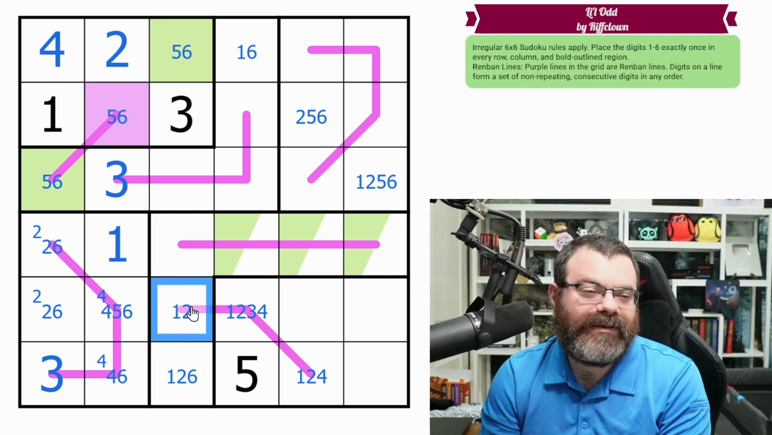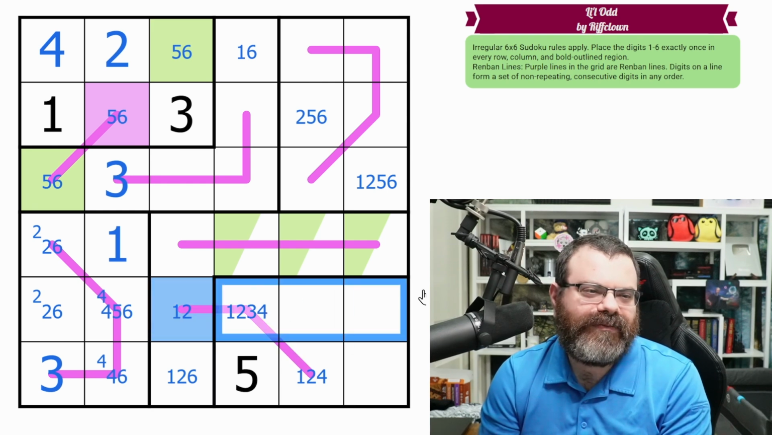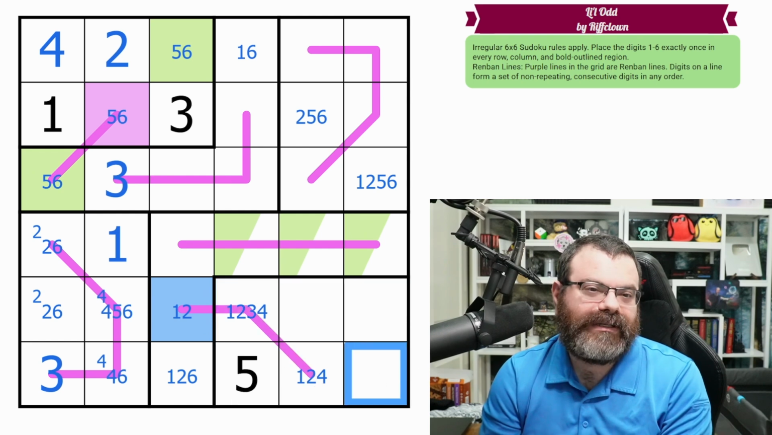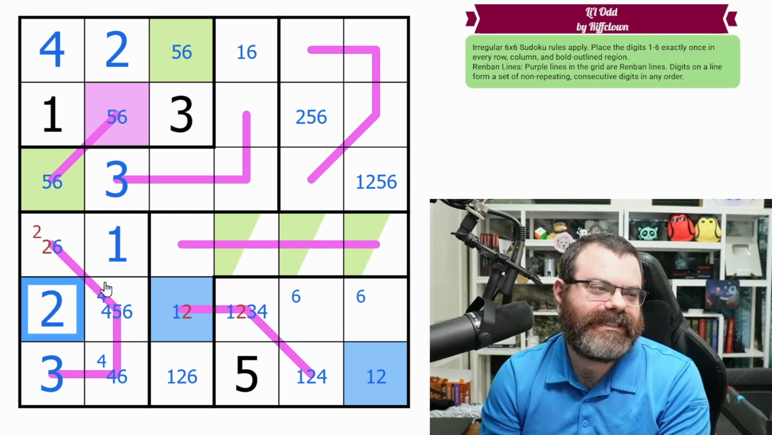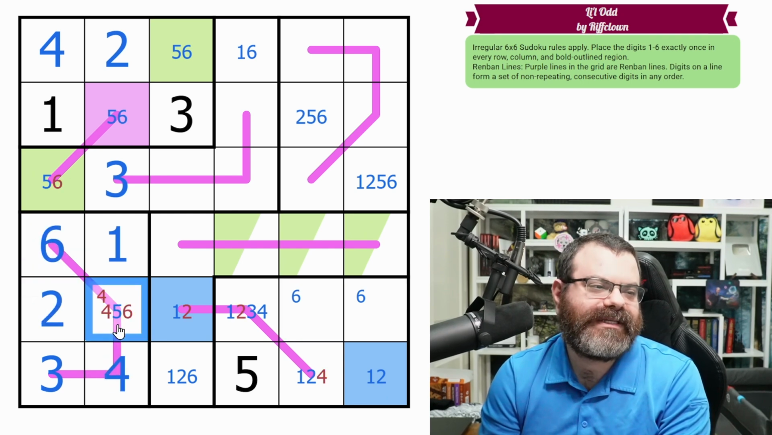Now this digit here ends up here in the box. If I make this blue, where does blue go in the box? It can't repeat in the row. It's not 5, so it's not there. It can't repeat on the Renban. So this is a 1, 2. And that leaves 6 up here, which means this isn't 6, so this is 2 and this is 6. Okay, that makes that 4 and 5.